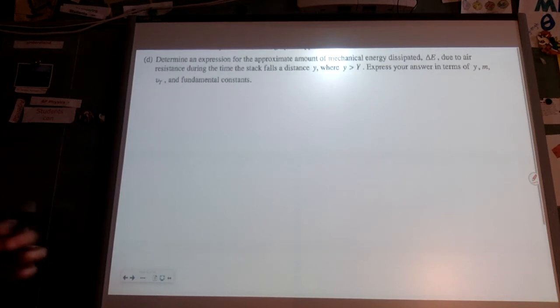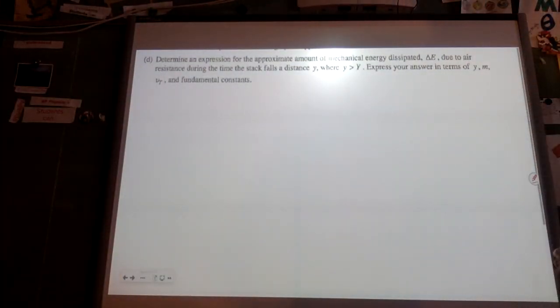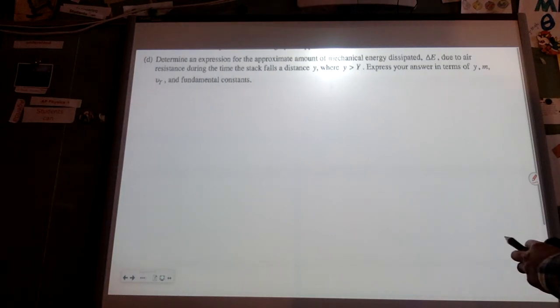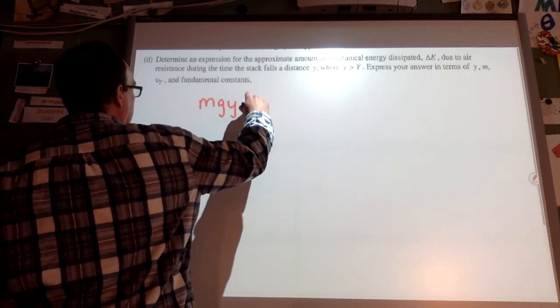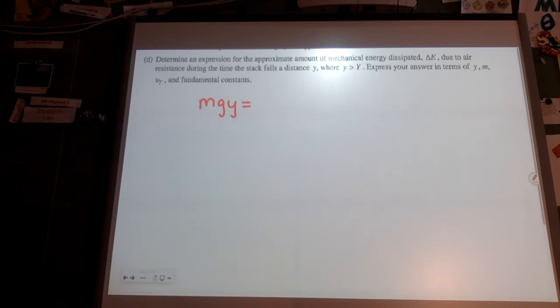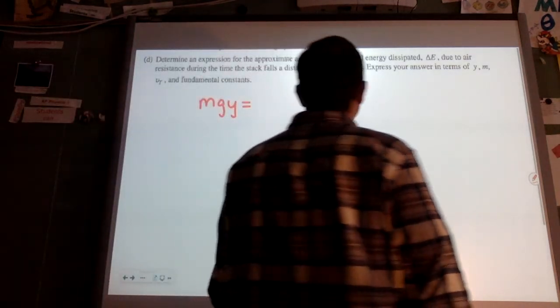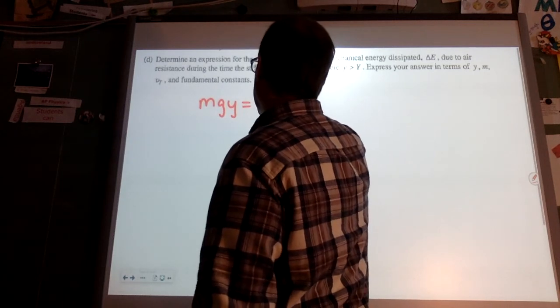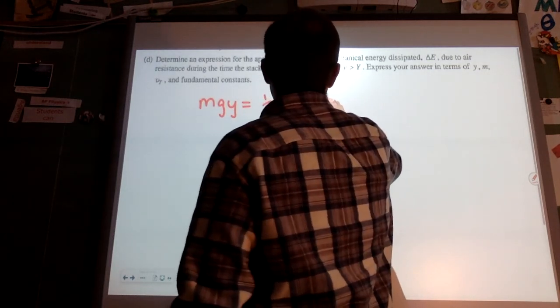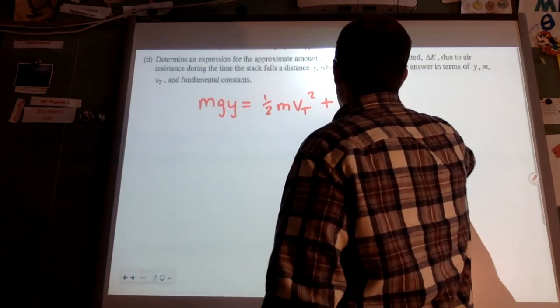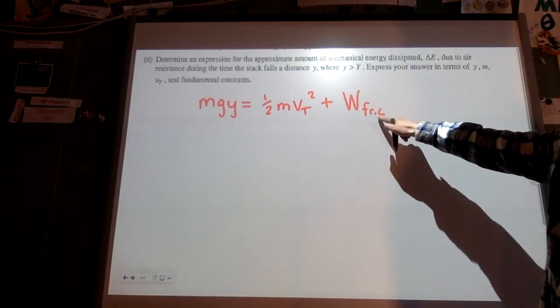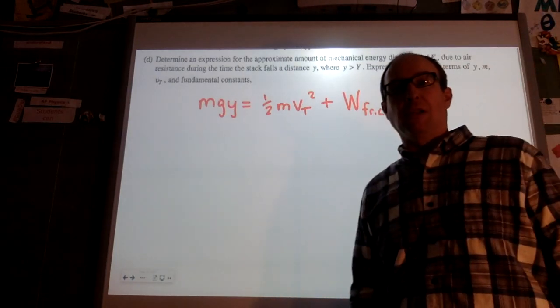Determine an expression for the approximate amount of mechanical energy dissipated due to air resistance during the time the stack falls a distance y, where y is much greater than the distance needed to reach terminal speed. Express your answers in terms of y, m, vt, and fundamental constants. Okay, so we're starting with a certain amount of energy, and this is our total energy. And when it gets to the bottom, it's going to have energy that's equal to this, and then this part is going to make up the expression of how much we lost.